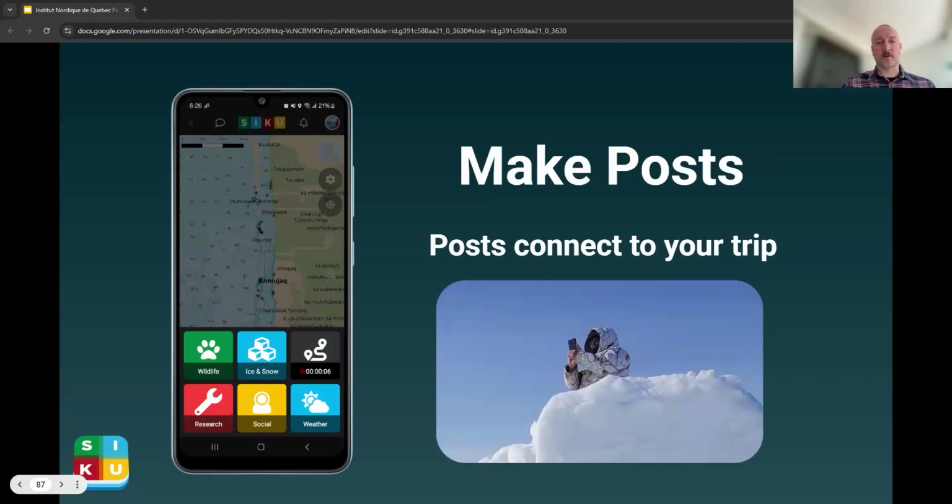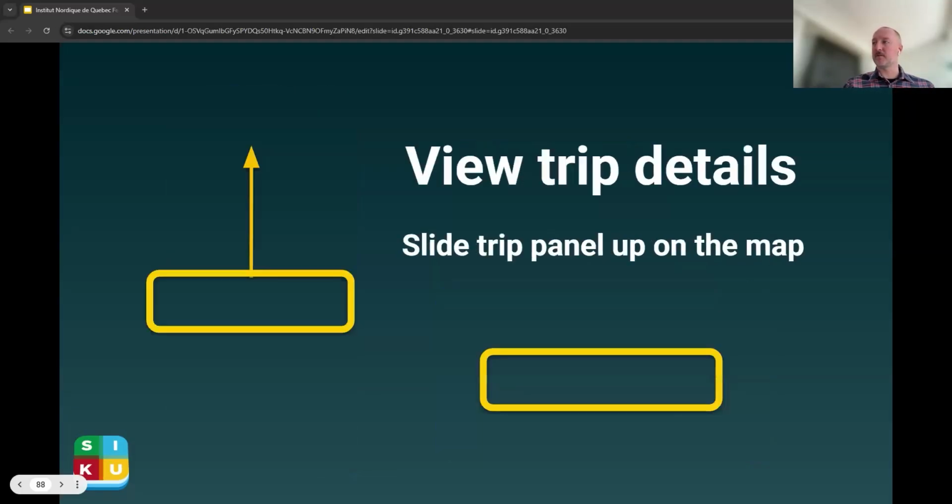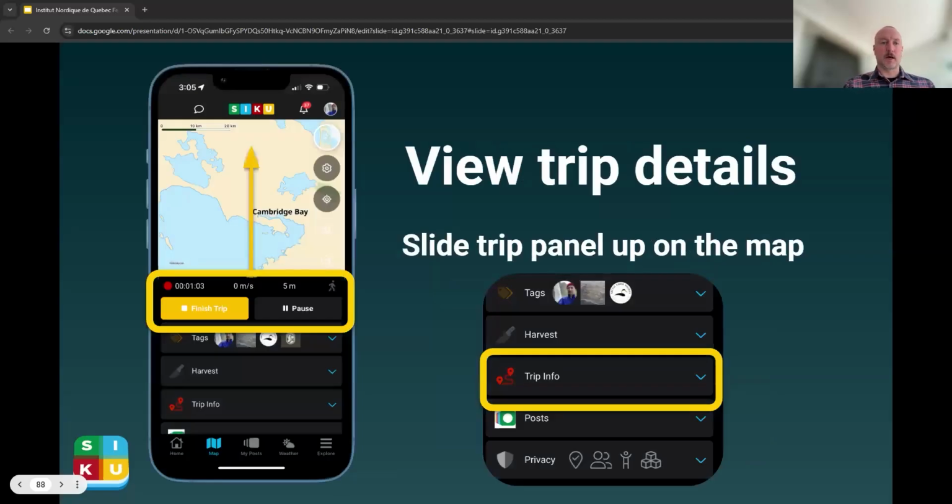As I mentioned, as you travel, you can make other types of posts along the way. You can make a social post, a wildlife post, a research post, and it'll help track along your trip, and you can see that all on the map when you're done. And then next slide. You can also see details about your trip.